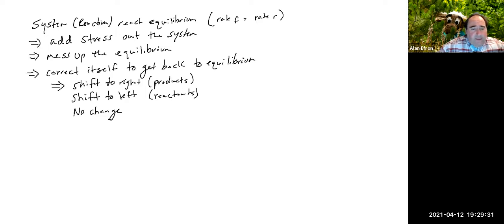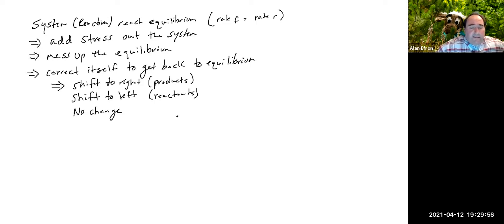So these are three things that the system will try to do in response to some type of stress that was added to it. So you again have the system that's happy, it's at equilibrium, then you stress it out. It wants to get back to equilibrium. And in order to do that, it needs to either make more reactants, more products, or there might not be anything that can be done for that situation.